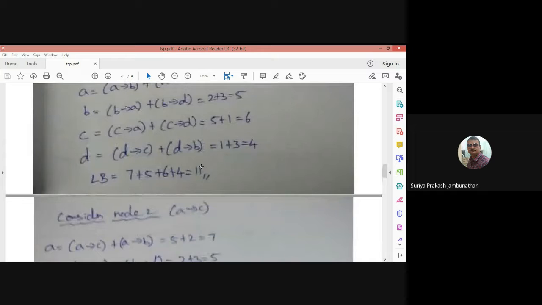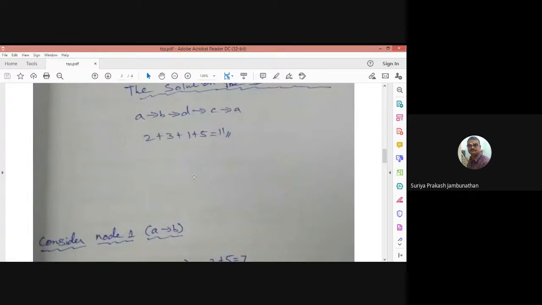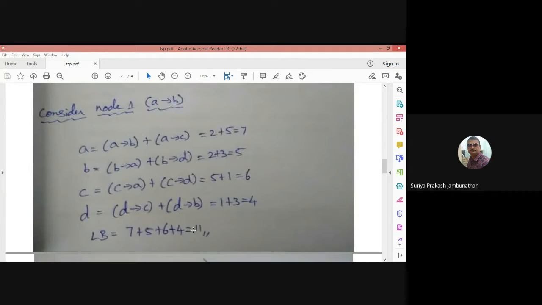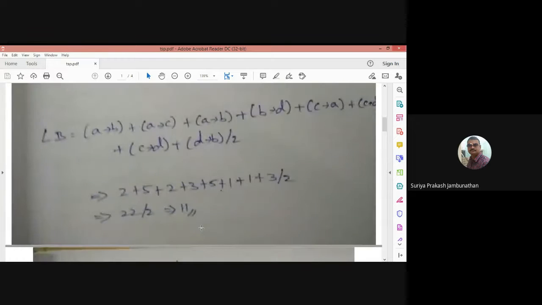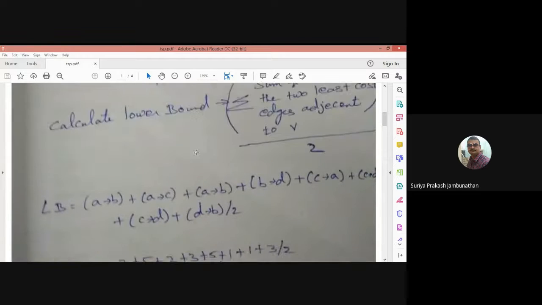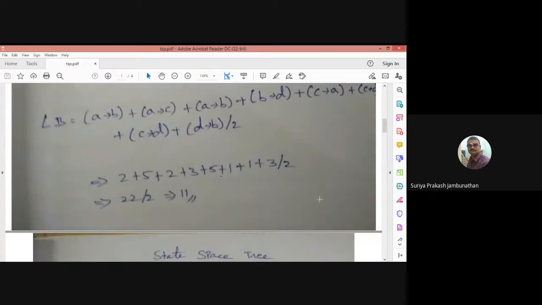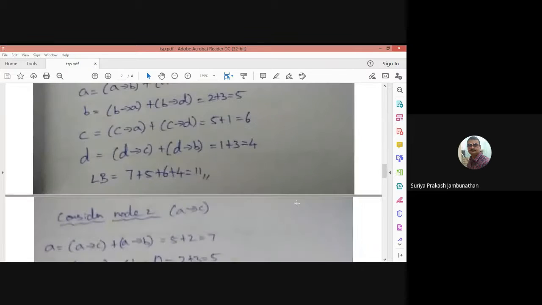Sorry, there is a mistake actually. 22 we are getting, no? 22 divided by 2, the answer is 11. As per the formula, we have to divide the answer by 2. So this is the formula, divide by 2 we have to do. So here I missed a division operation. 7 plus 5 plus 6 plus 4, we are getting 22. 22 divided by 2, we are getting 11.